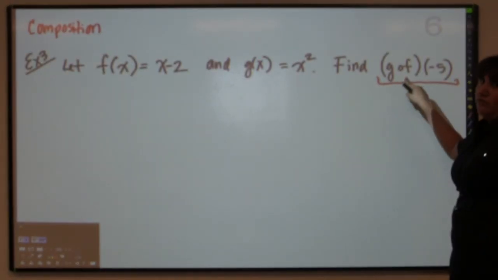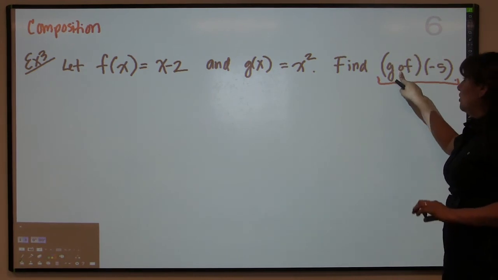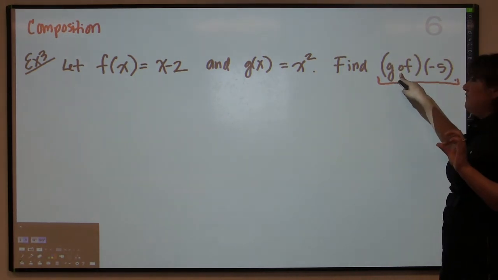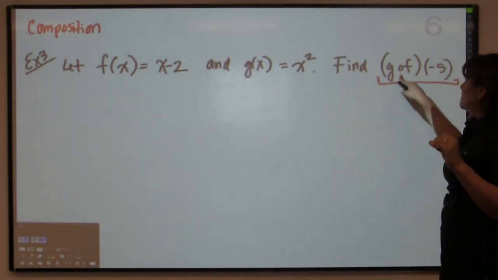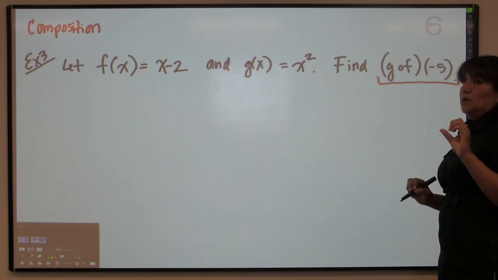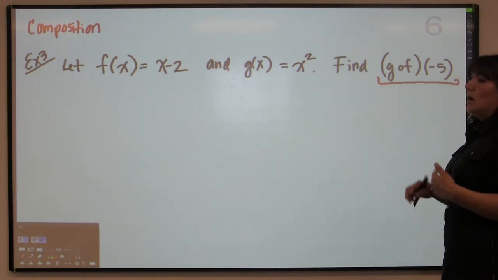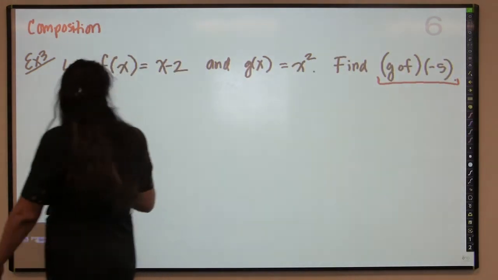Please don't call this GOF or FOG if it's F of G. This is a circle. It's not the letter O. But if you look in your book, it's a small circle. It kind of looks like the degree symbol. So it's not a multiplication dot, but it's like a hollow open circle, like a hollow multiplication dot. That's just the symbol for composition. So I'm going to come over here and show you how this is done.